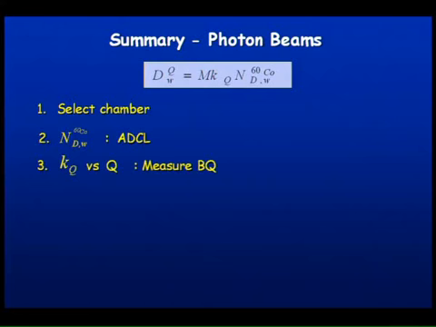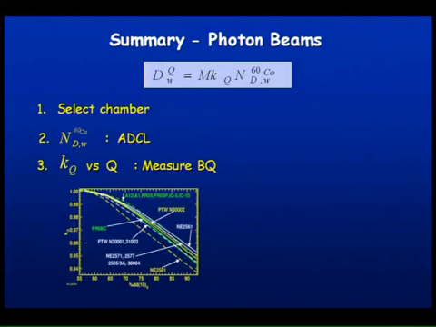The other factor is KQ. The protocol provides KQ as a function of beam quality. So that means that you have to measure beam quality. And once you have measured beam quality, the protocol gives in a graphical form or in a tabulated form the values of KQ as a function of the beam quality for various cylindrical chambers.